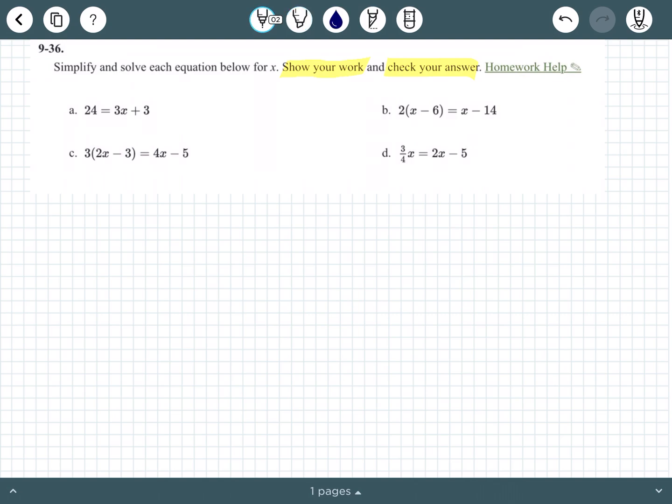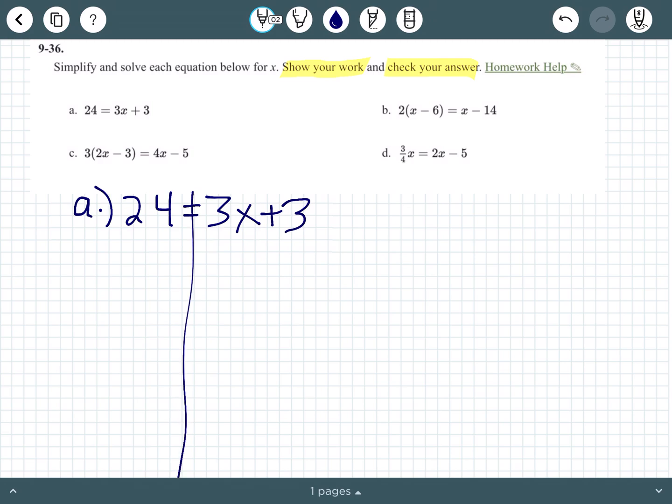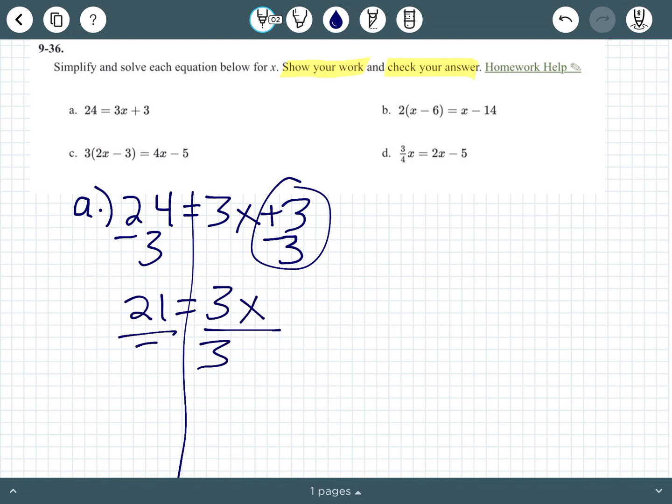So part A, let's do this. We've got 24 equals 3x plus 3. I'm going to draw a line down the middle to organize my work. I'm going to subtract 3 from each side. So I'm left with 21 equals 3x. We'll divide by 3 on each side to get 7 equals x.